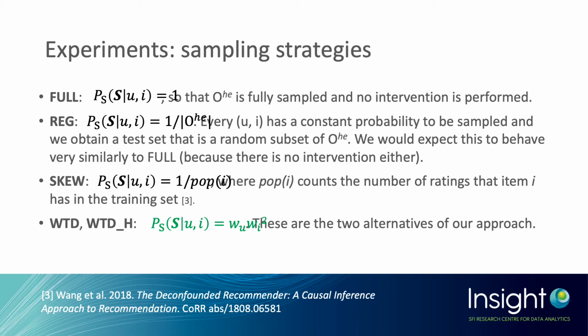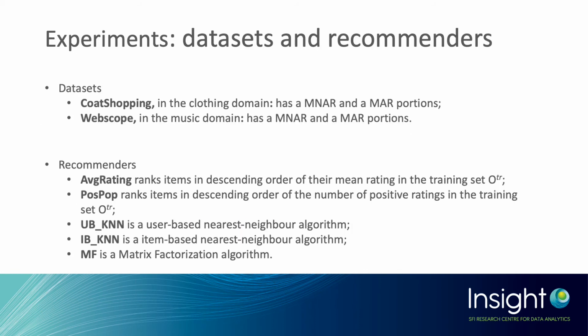Again, we highlight that each of those sampling strategies produces a different intervening test set. In total, we have 5 different intervening test sets. We employ 2 datasets. They both have a missing not at random and a missing at random portion, which is what we need to run our experiments. Code Shopping is a dataset in the clothing domain, and WebScope in the music domain.